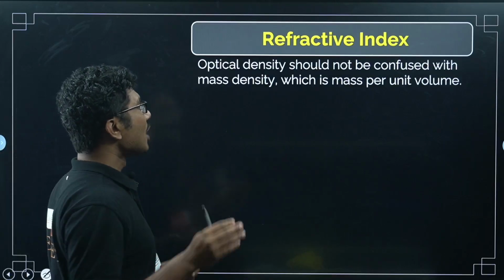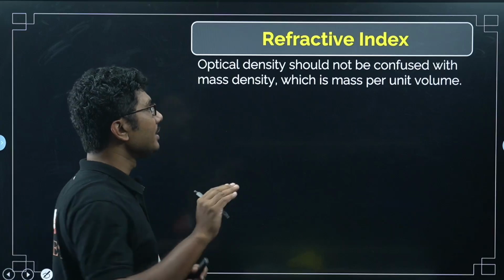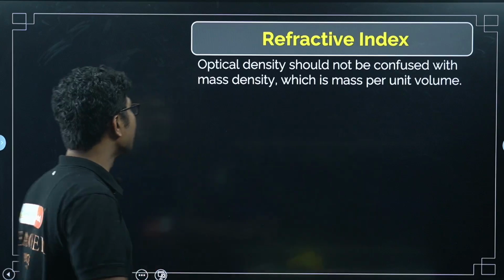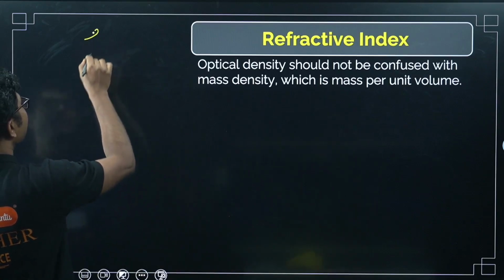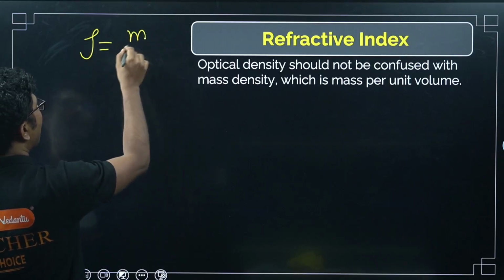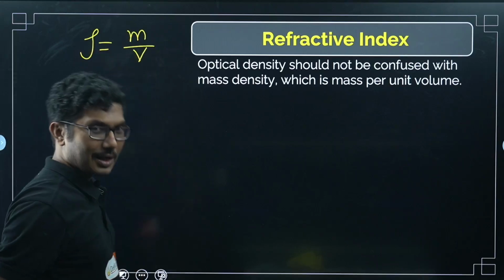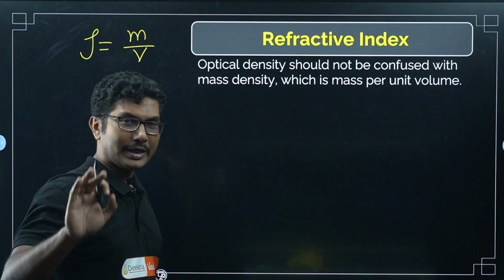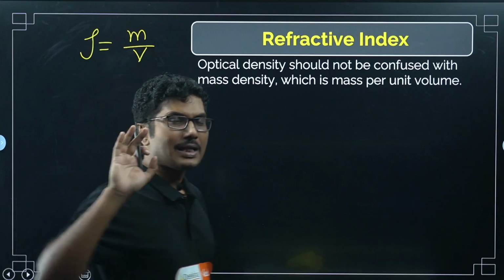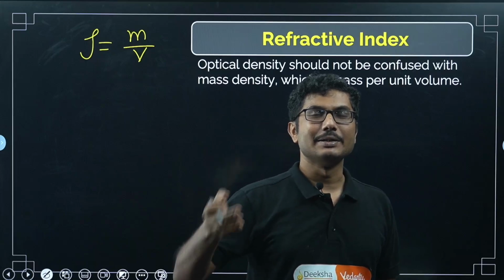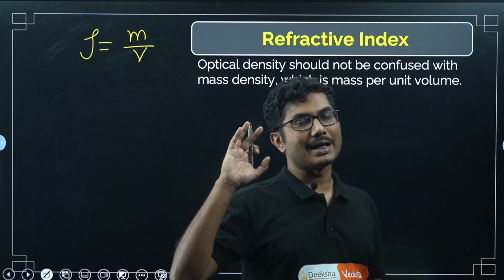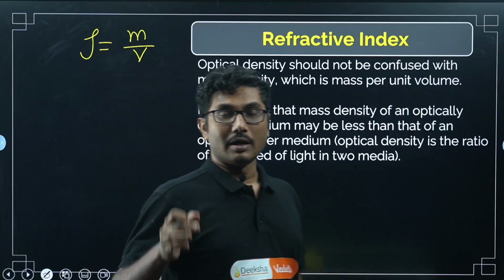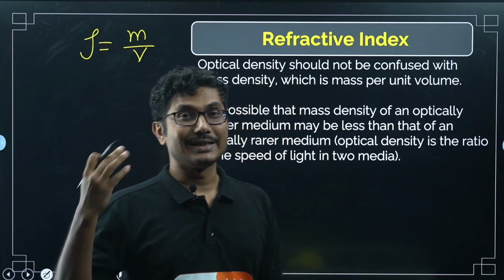Optical density should not be confused with mass density. Mass density is mass per unit volume. We already know that mass density, generally represented by rho, is equal to m by v. But optical density should not be confused with it. Even though in most cases higher mass density represents higher optical density, there are a good number of exceptions to that, so you cannot confuse mass density and optical density.